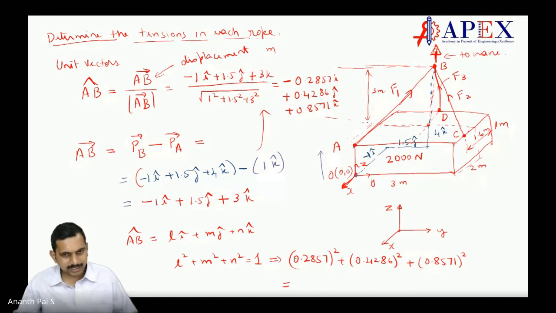It is 0.9999, so we are doing it correctly. That is 1, is it not? Yes, so it is 1. Correct.